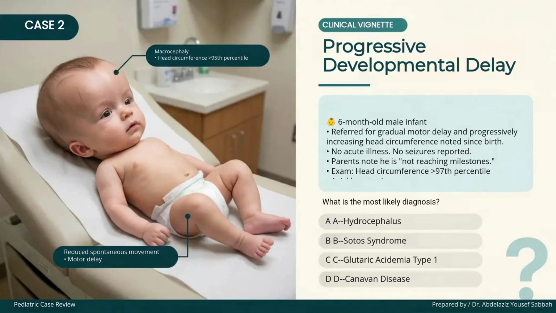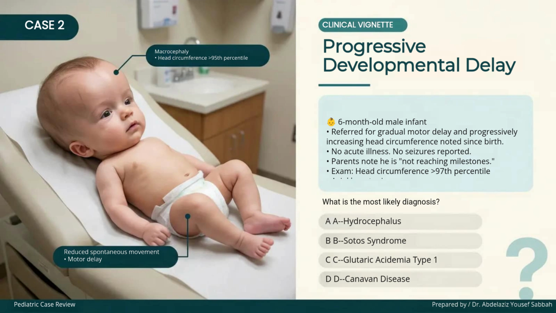Case 2. A 6-month-old male infant is referred for gradual motor delay and progressively increasing head circumference noted since birth. There is no acute illness and no seizures reported. His parents note he is not reaching milestones. On examination, head circumference is above the 97th percentile, with axial hypotonia, reduced anti-gravity movements, and a fontanelle that is full but not bulging. What is the most likely diagnosis?